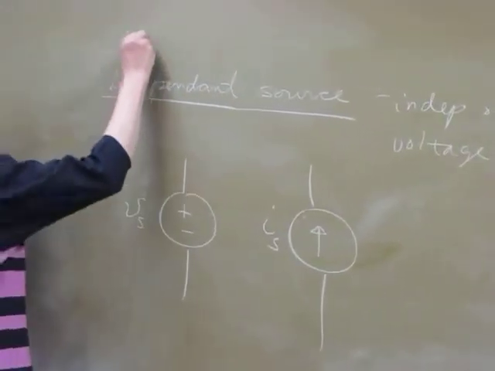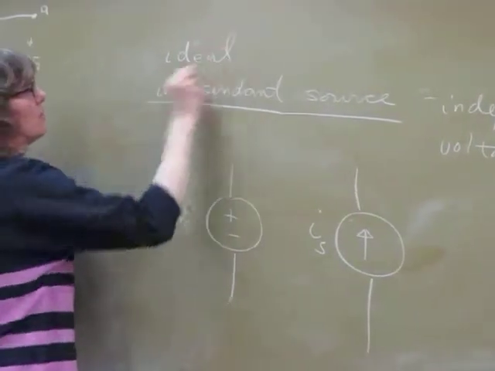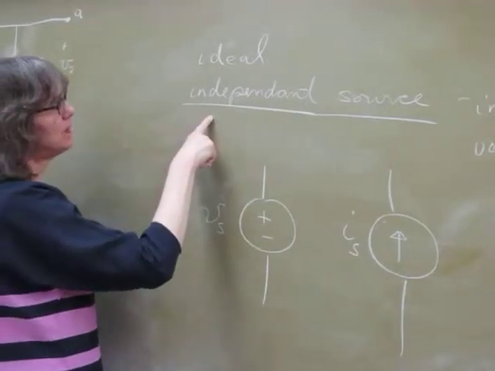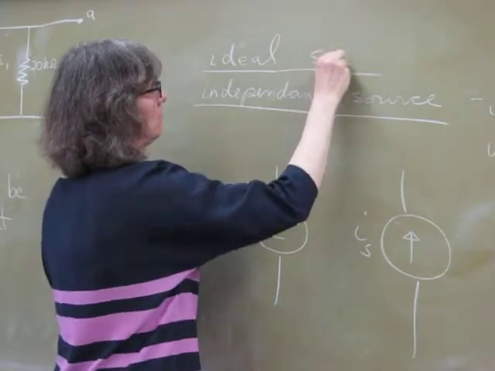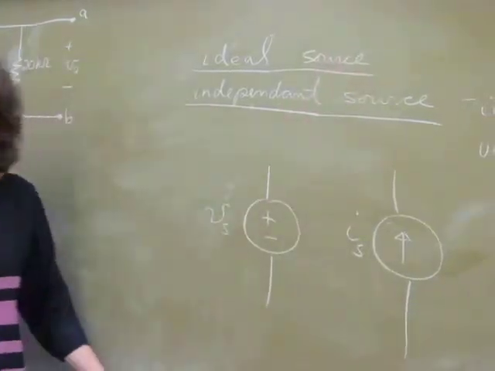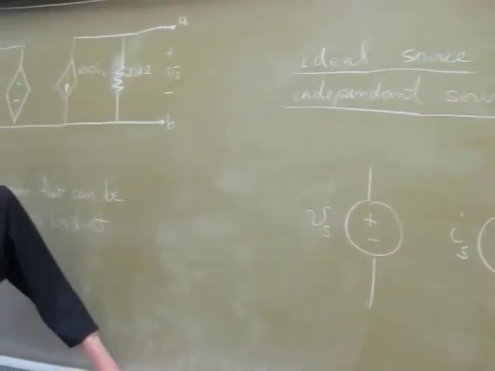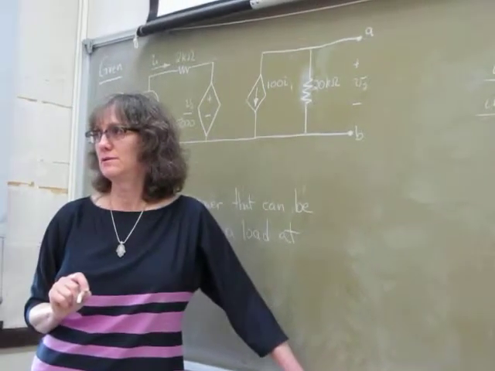Here's the thing that I wanted to really emphasize in asking you this. What then is the difference between an independent source and an ideal source? Because a dependent source is also ideal.